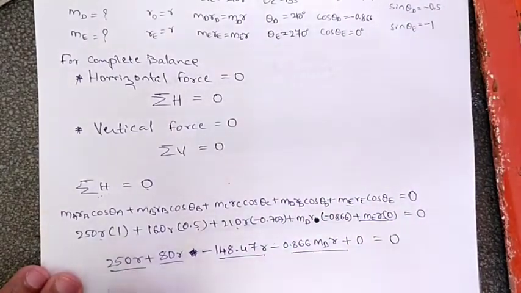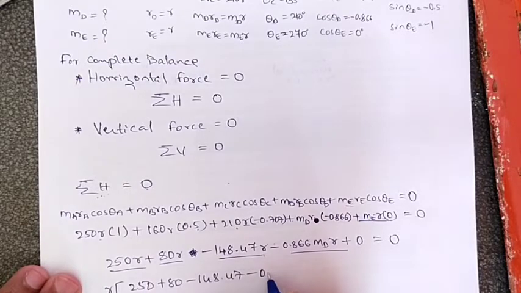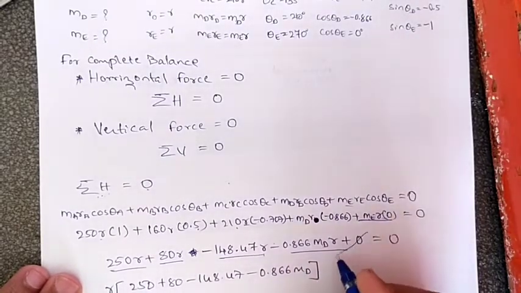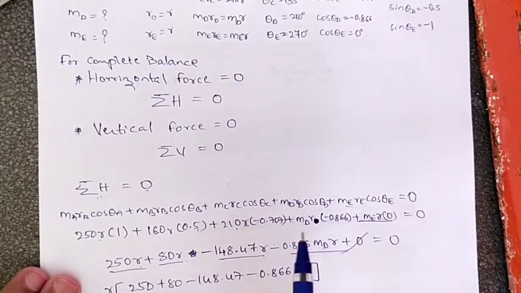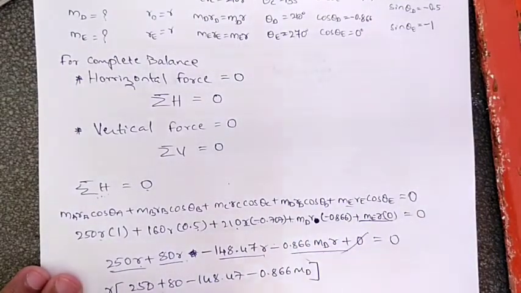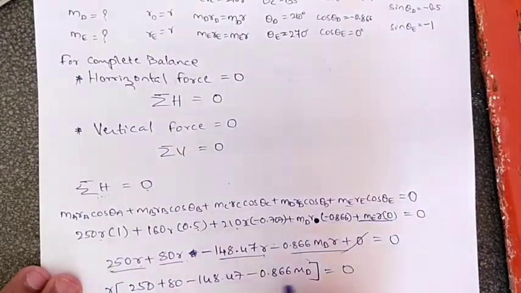So in all terms R is common, so I will take R outside. 250 plus 80 minus 148.47 minus 0.866 MD. I have taken this 0, I have cancelled out. Now if I take common R from each element, which is equal to 0. Now you shift this R here, so 0 divided by R will be 0.